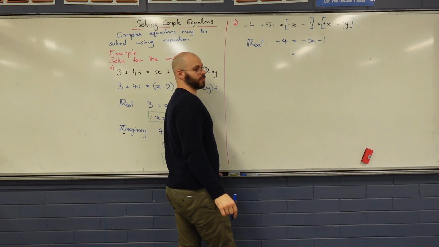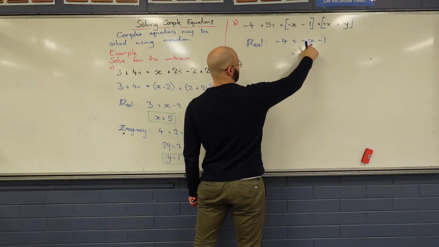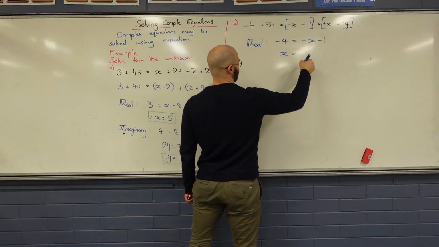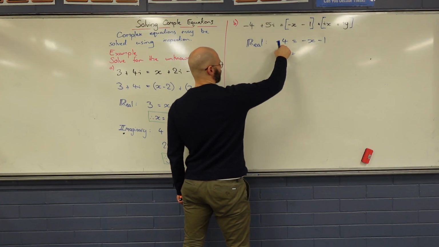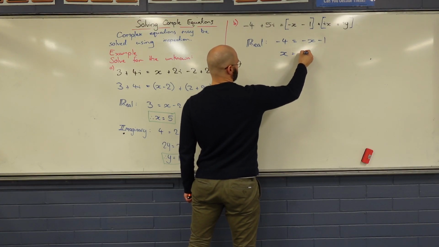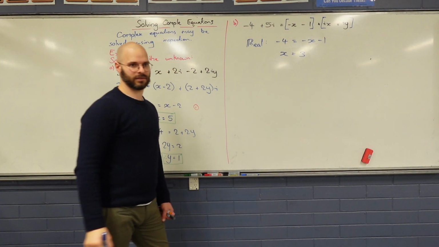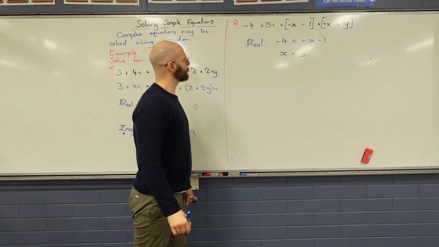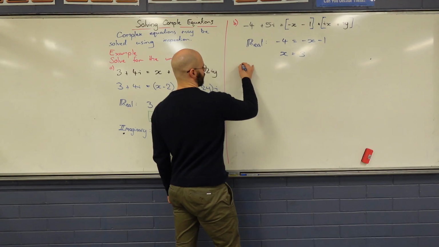Then solve for x. The unknowns belong on the left, knowns belong on the right. So we're going to get minus 1 plus 4, which is 3. Do we agree? Okay. Now, imaginary.